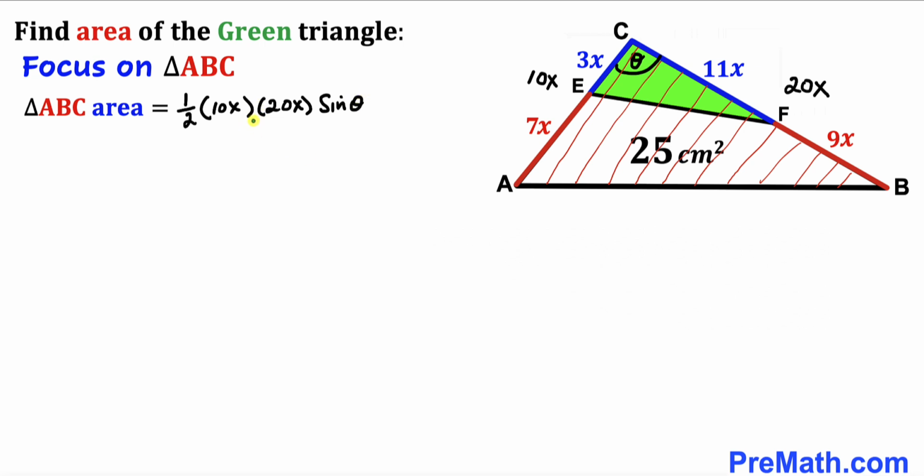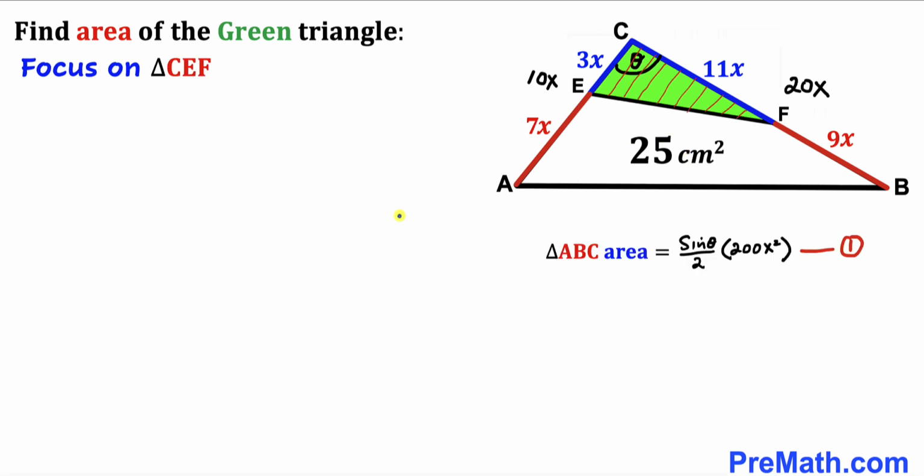Now we simplify the right hand side. 10x times 20x gives us 200x², and combining a half times sine of theta, we can write the right hand side as sine of theta divided by 2 times 200x². I'm going to label this as equation number 1. Here's our next step.